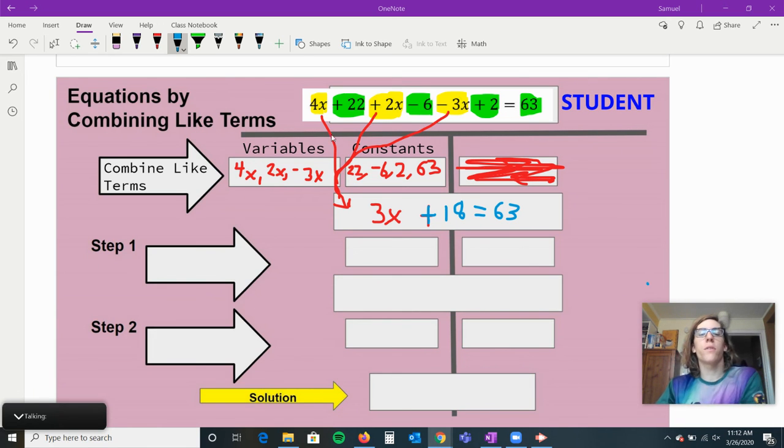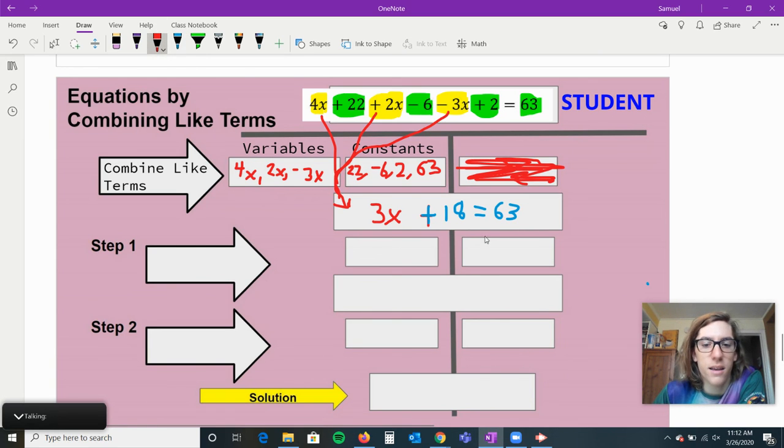So we have 4x plus 2x minus 3x. That's going to make 6x, and then take away 3x, that's going to be back to 3x. We've got 22, take away 6, add 2. 22 take away 6 is going to be 16, and then add 2 is going to make it 18. And then the equal sign comes down, 63 comes down. We didn't touch those. Now it's a two-step equation.